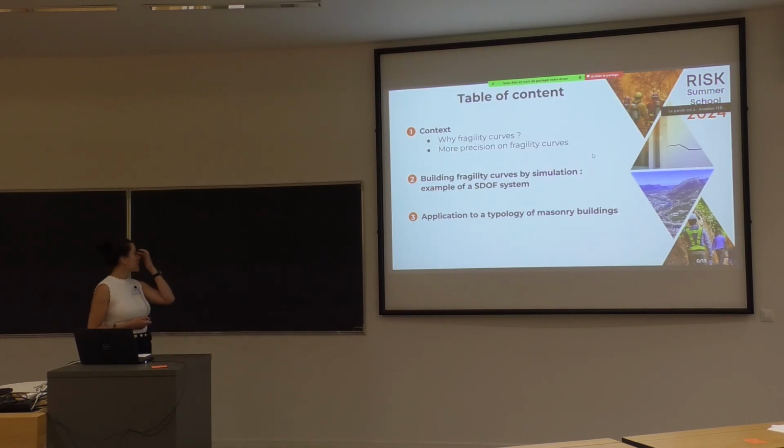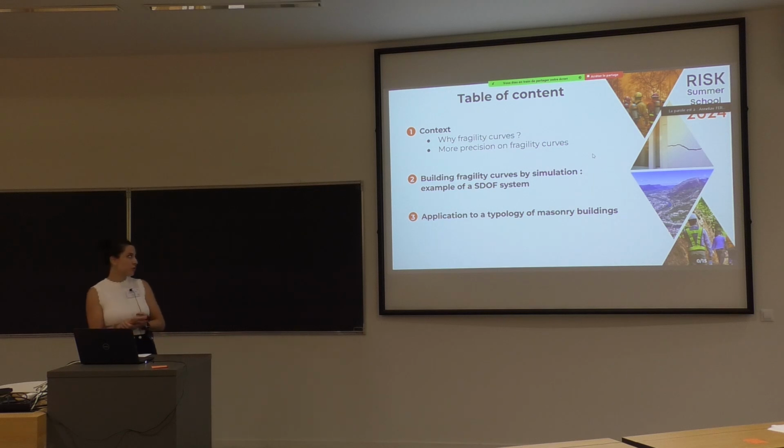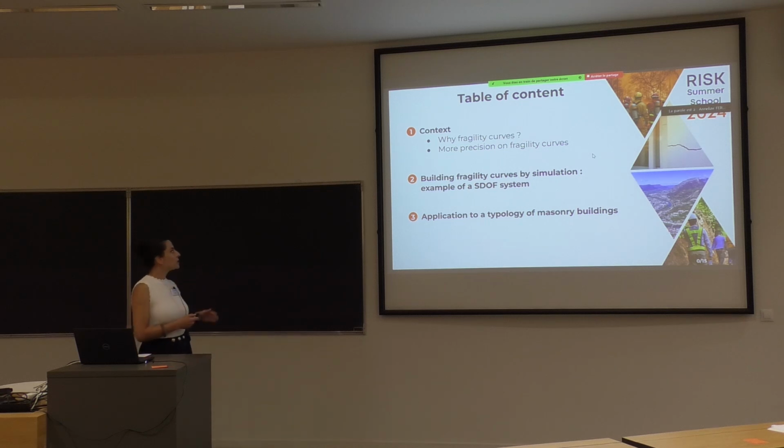So here is the table of content of my talk. So first, why do we need fragility curves to assess the vulnerability of structures? Then I propose to you a simple example to build fragility curves step by step for a simple structure, and so to address the fragility of a bridge pier. And at the end, I will give you an application coming from a research project, application to a large set of buildings in masonry.